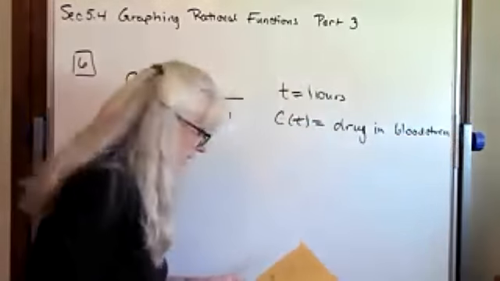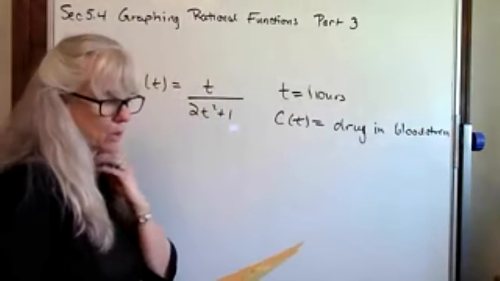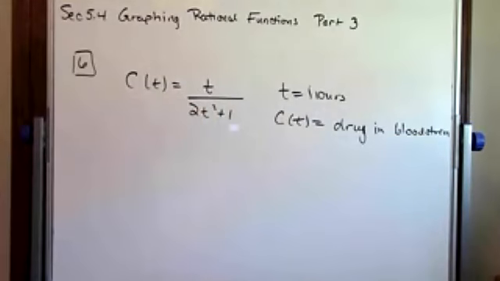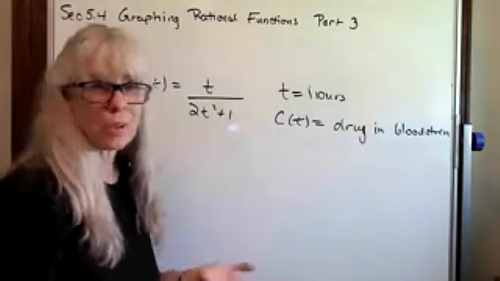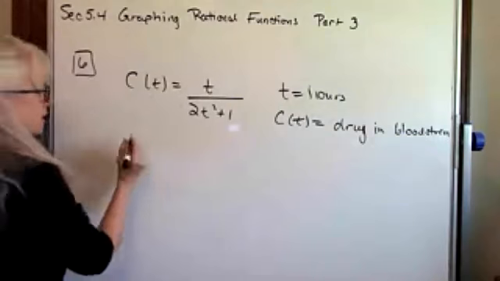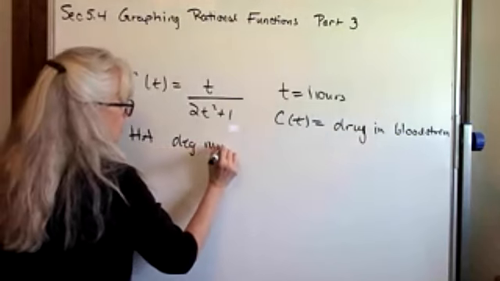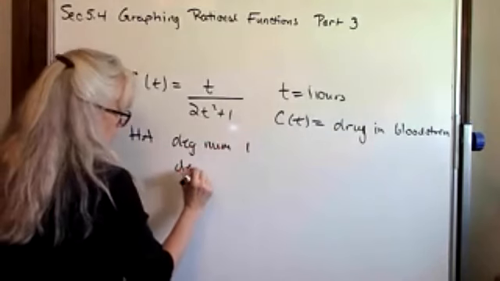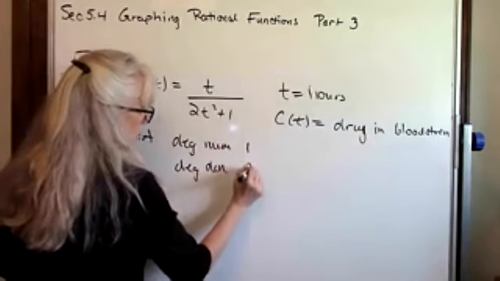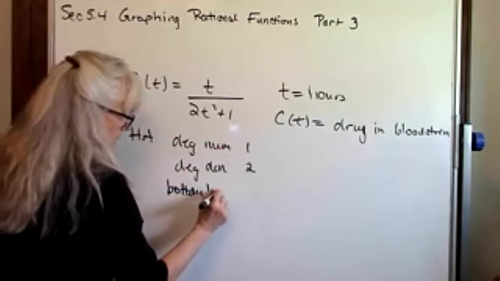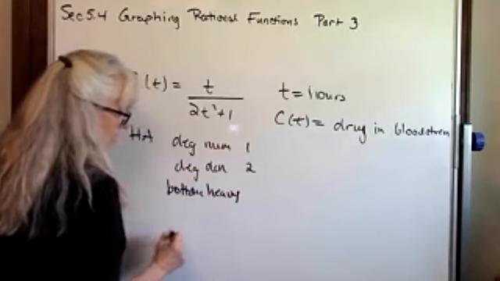Okay, what they're asking us is to find the horizontal asymptote and what happens to the concentration of the drug as time increases. So what does that horizontal asymptote mean in the real world? Well, we're going to come in and do our analysis. To find the horizontal asymptote, we look at the degree. The degree of the numerator is 1. The degree of the denominator is 2. So it's bottom heavy. And anytime it's bottom heavy, I know it's the line y equal to 0.